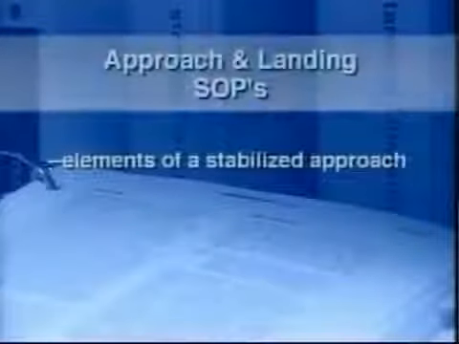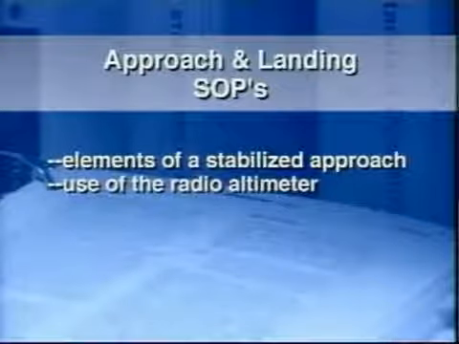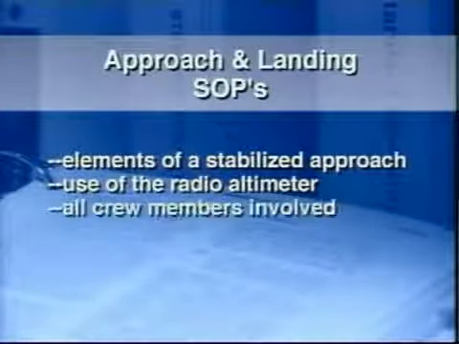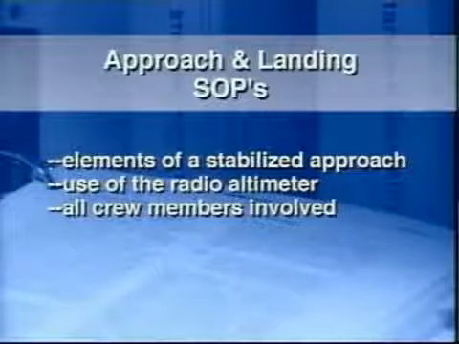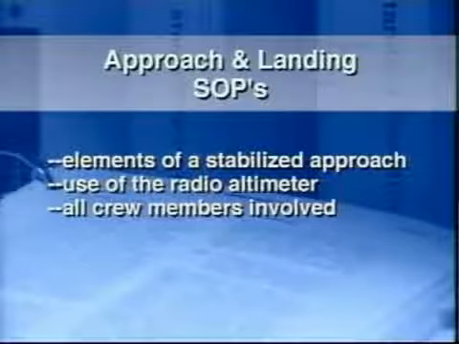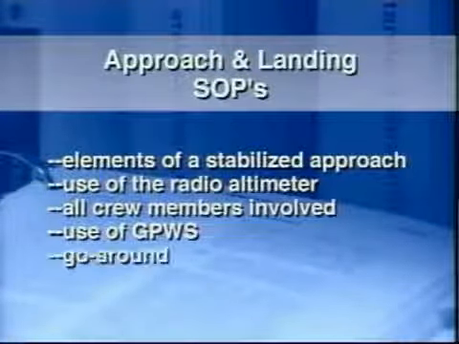Among them, as previously discussed, the elements of a stabilized approach, the use of the radio altimeter to assist in altitude awareness, involvement of all crew members where required by procedures, during the approach briefing and cross-check, for example, use of the ground proximity warning system, and the go-around decision.